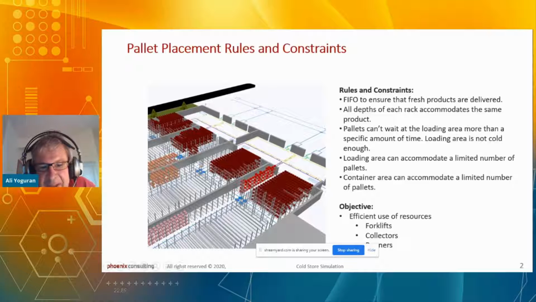We had many depths in the racks, 6, 12, quite many depths, and all the depths of the product have to be the same product, otherwise things get too complicated. So we have to pay attention where we store the pallets and where we pick the pallets, considering these two rules.